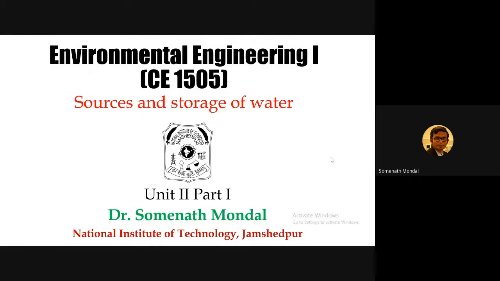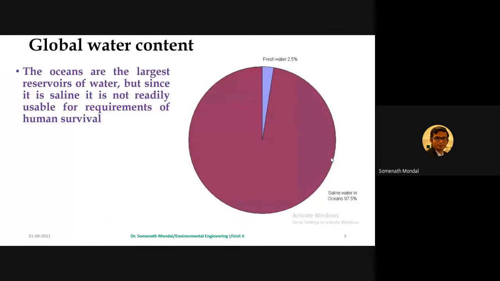Since waterborne diseases were there, and I discussed them before while talking about water quality, I am not repeating those things again. We'll simply move to the next part, that is source and storage of water. If we try to see why water is so important to us, on the planet where we are living, three-fourths of the portion is covered with water. The oceans are the largest reservoirs of water, but the problem is it is saline, and that is why it is not readily usable for the requirements of human survival.